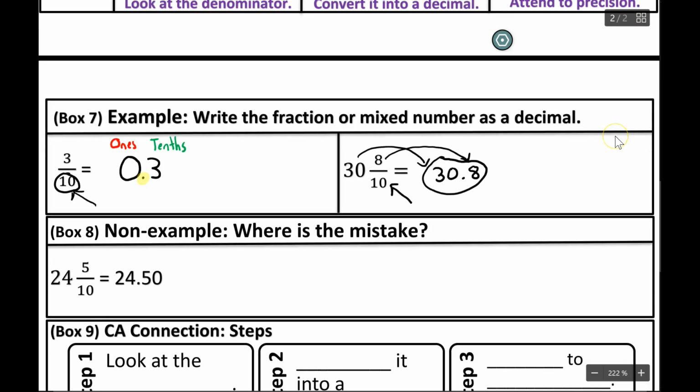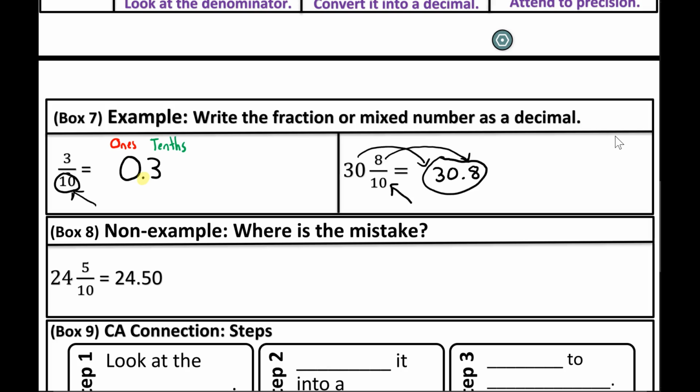Alrighty, going into box 8, our non-example. Where's the mistake? I'll give you some time to talk to your partner real quick and try to figure it out. I have 24 and 5/10, and they're saying that this is equal to 24.50.